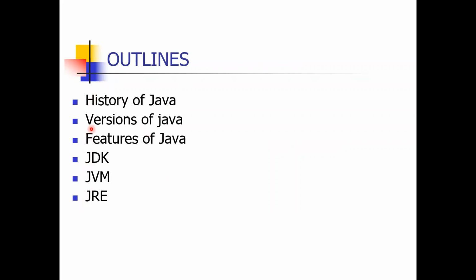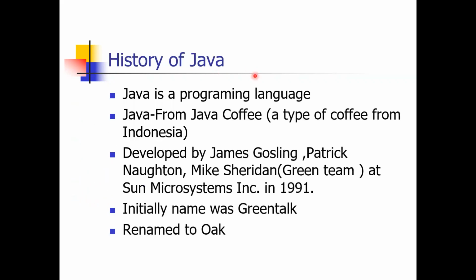These are the outlines for today's lecture. First is the history of Java, then versions of Java, features of Java, then description of JDK (Java Development Kit), JVM (Java Virtual Machine), and JRE (Java Runtime Environment). So let's start with the history of Java.